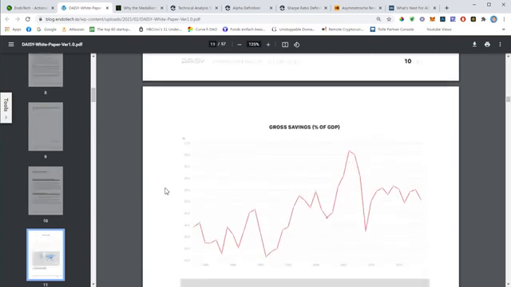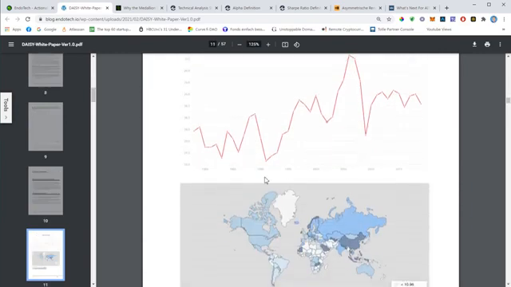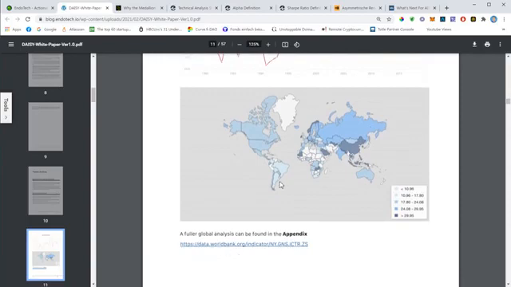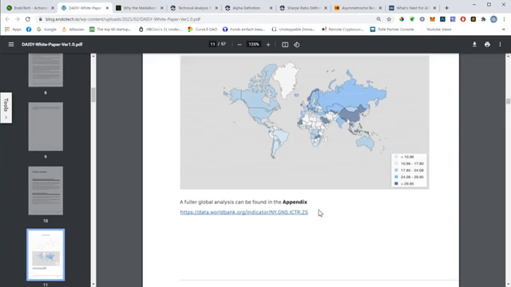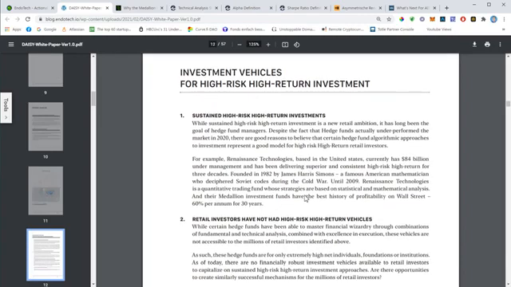This is just some data as far as gross savings based on the GDP, and I believe this is worldwide, right? So sustained high risk, high return investment is the new retail ambition. All right. As I mentioned earlier, sustainability in those high risk, high return investments is a huge challenge.